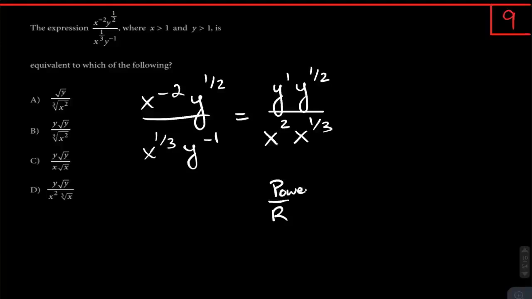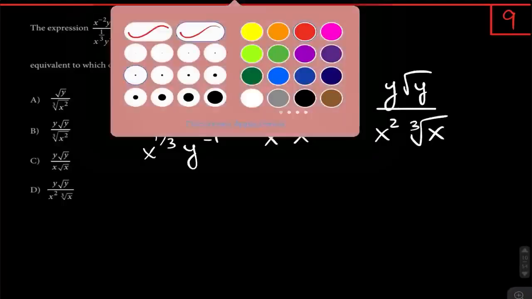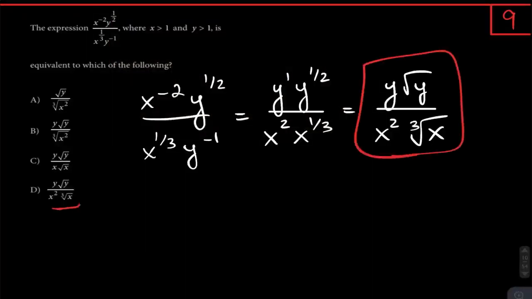Power over root. And so this 1/2 just means we have a 2 as our root, and that's a square root. And then we have 1/3, that's a 3 as our root, and so that's a cube root. So we write this as y, this y is going to stay for now. Then we have the square root of y, that's the y to the 1/2. And then we'll do the exact same thing in the denominator, and that's an x squared times the cube root of x. And that right there is our answer, because you can see that it matches up with choice D.